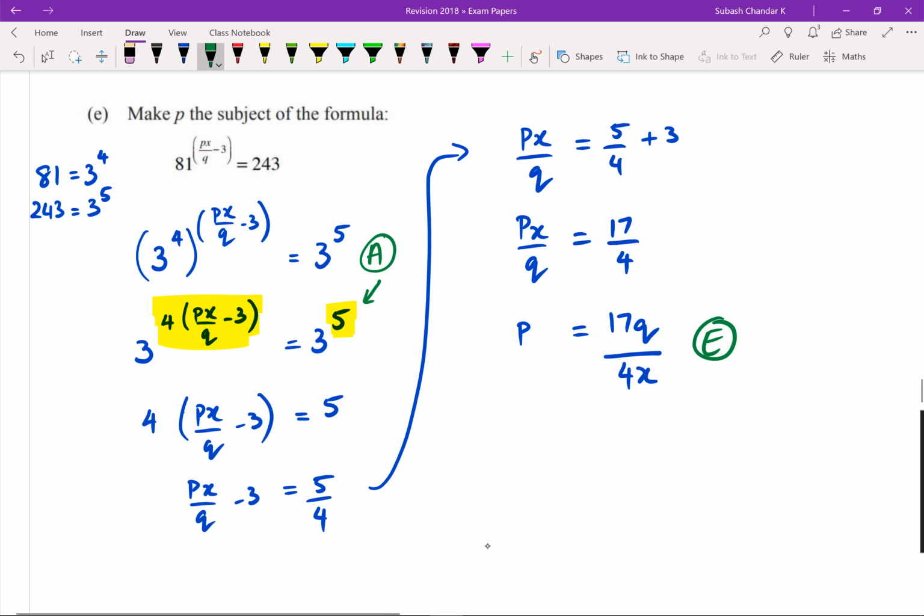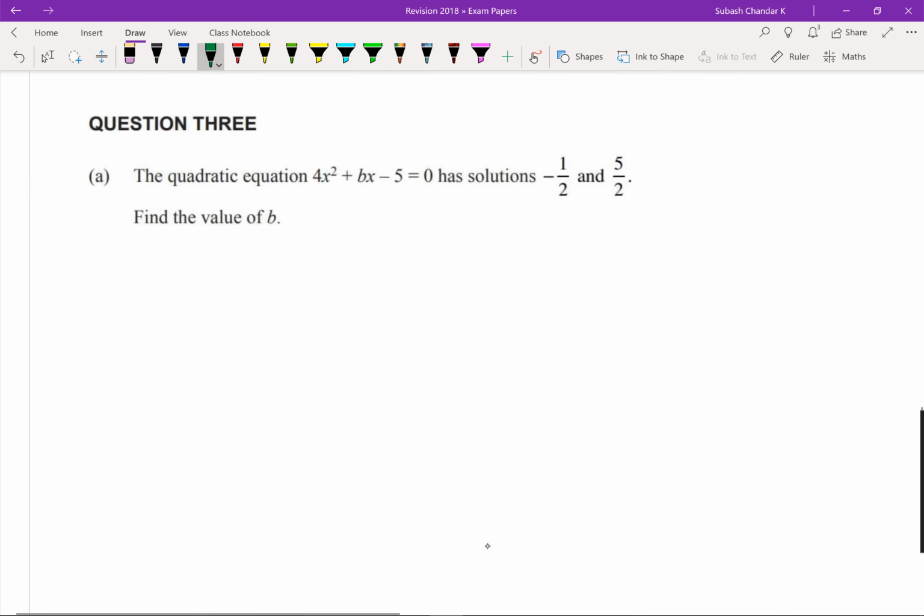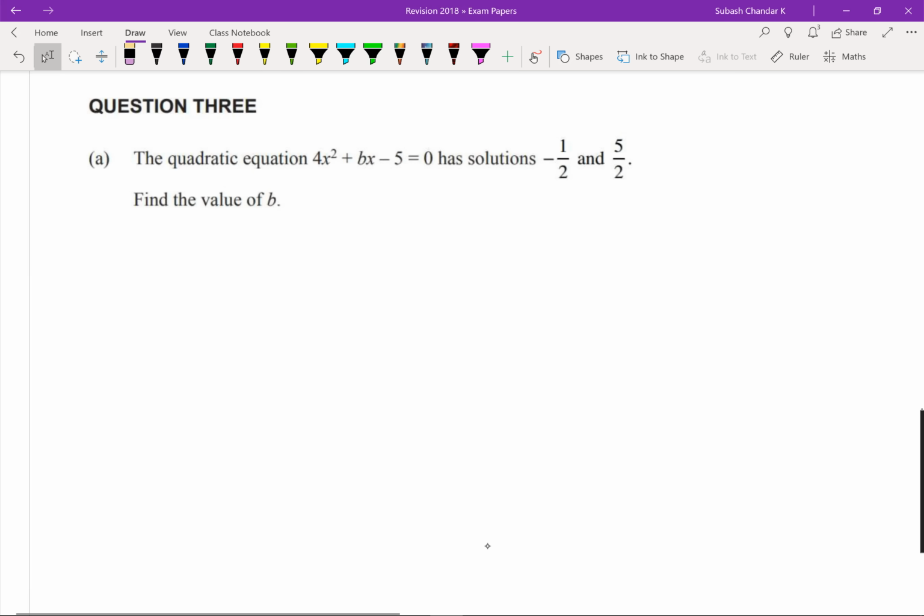All right, so next up we go to question 3. Okay, so question 3a. Now you might remember this. I did this back in question 1b. I showed you guys how when you have two solutions you can actually work backwards to get the factors. So that's basically what I'm going to do here.